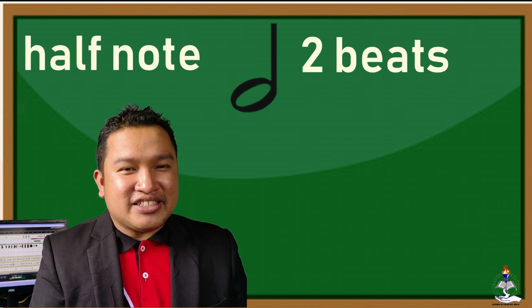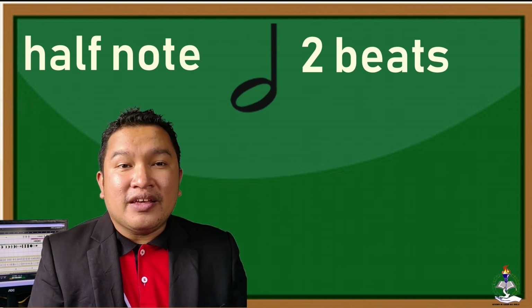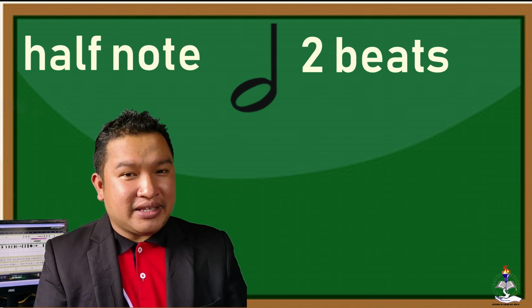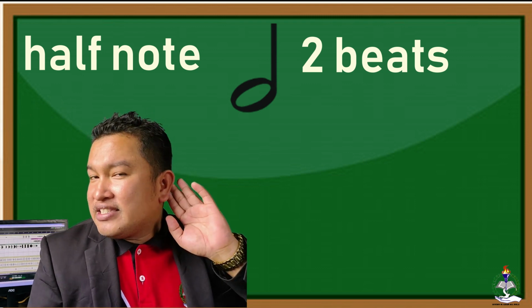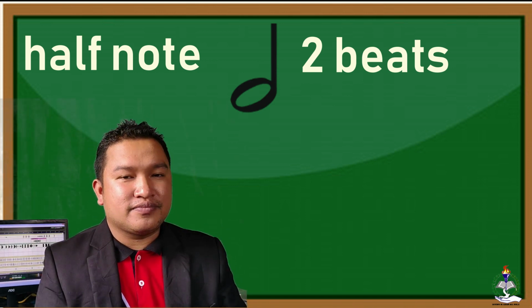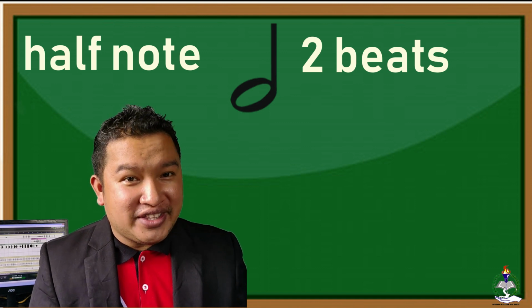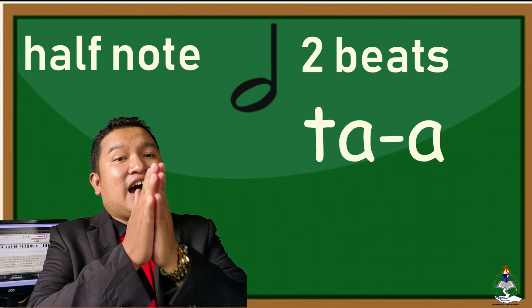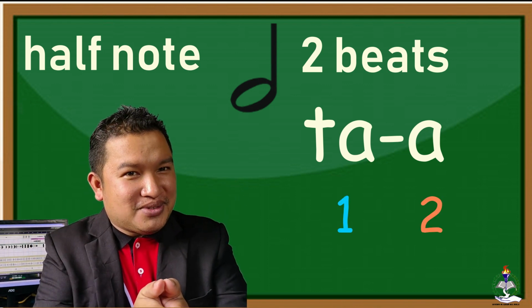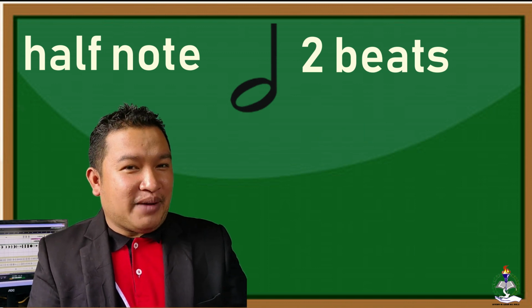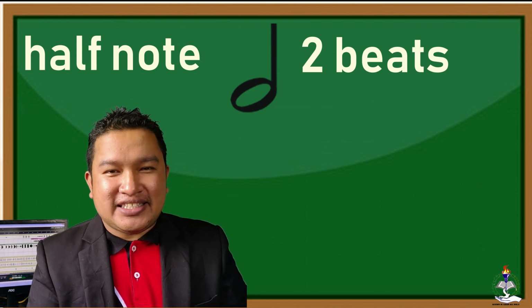Now, let's start by clapping and saying the syllable ta in 2 counts following the timing of the rhythm. I'll do it first, so you have to watch and listen carefully. 1, 2, ready, start. Ta, or simply 1, 2. Now everybody, let's do it by clapping our hands and saying the syllable ta in 2 counts following the timing of the rhythm.